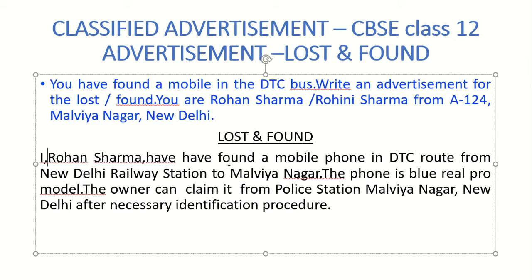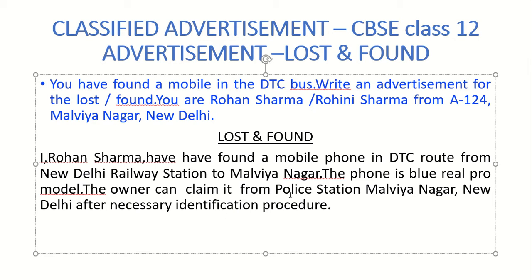I, Rohan Sharma, have found a mobile phone on the same DTC route from New Delhi railway station to Malviya Nagar. Now you will not write the time, because a person who lost it will write the time, but you might have found that phone on another route also, maybe at 12 o'clock or 1 o'clock. So you are not writing that, you are just writing the route. The phone is a blue Realme Pro model. The owner can claim it from Malviya Nagar police station, New Delhi, after the necessary identification procedure.